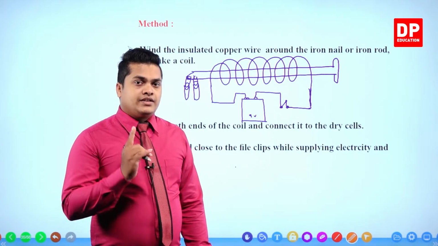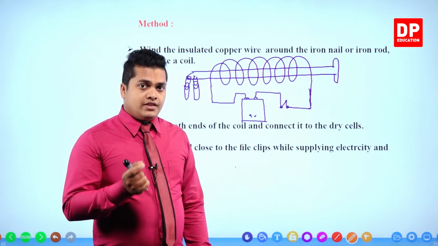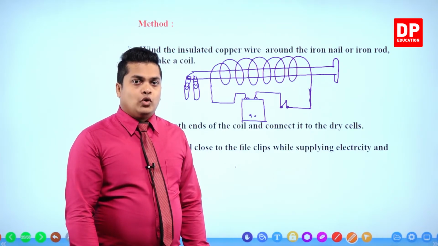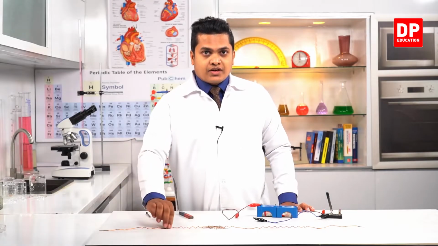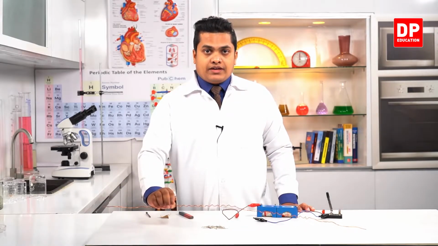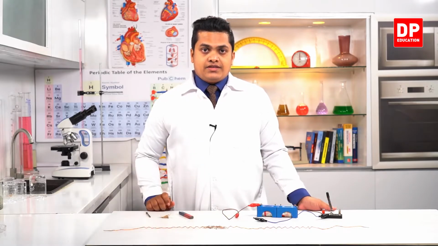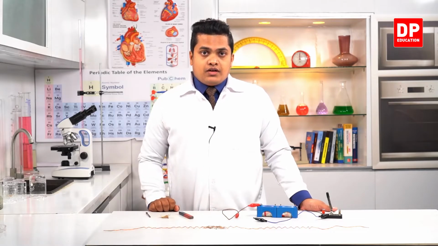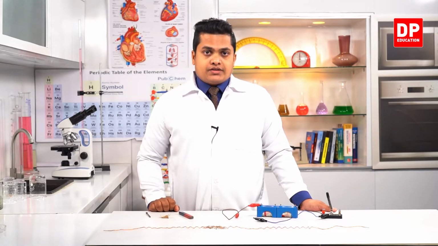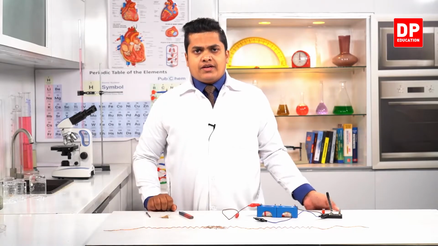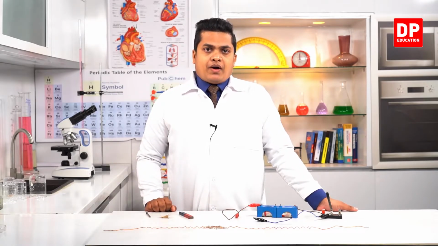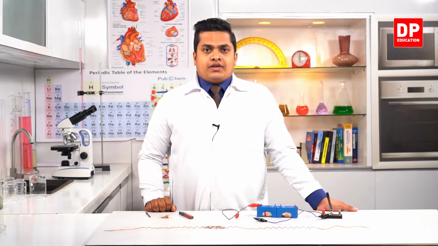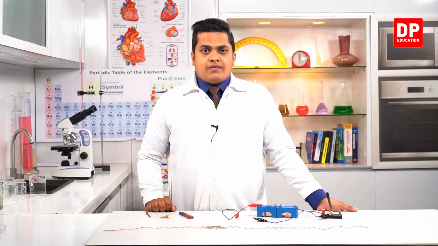So my dear children, let's head on to the lab and we'll see whether these paper clips are getting attracted or not. So my dear children, now I have a copper wire like this. Now in this activity, by using this copper wire, we are going to make a temporary magnet, right? A temporary magnet is a magnet in which the magnetism or the magnetic power remains for a short time period.